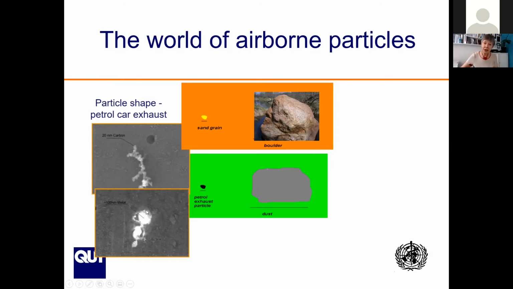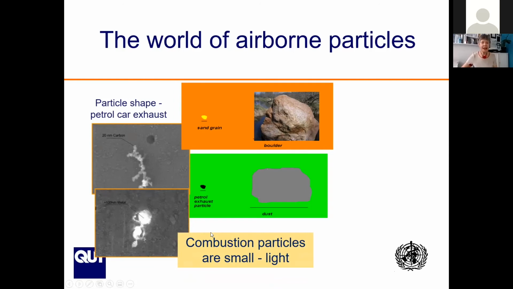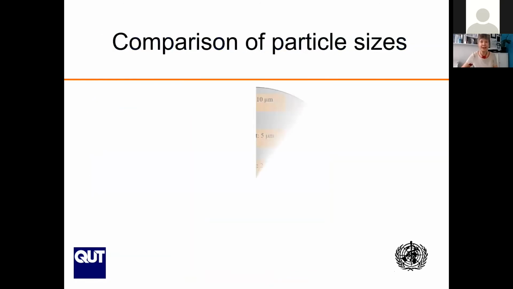But there are also other particles. This is slightly smaller, 10 nanometers, and this one contains metal. So again, what I stressed before, combustion particles in general are small and light, which is very important. However, dust particles are big, often visible, and heavy. So this is the first element of the complexity of the world of airborne particles.